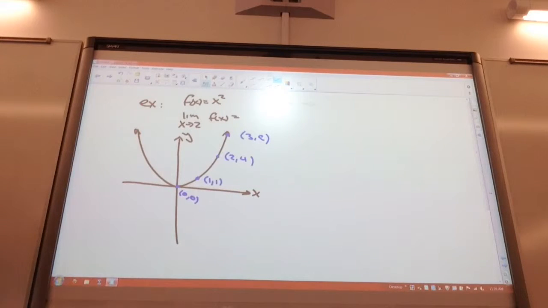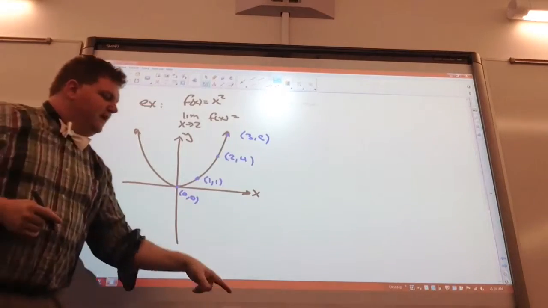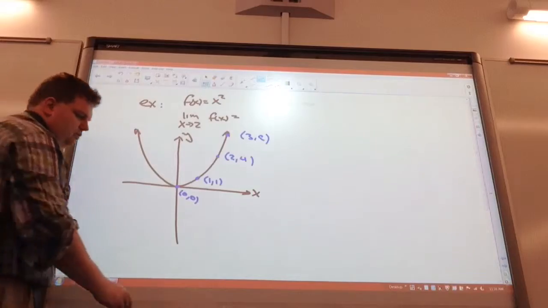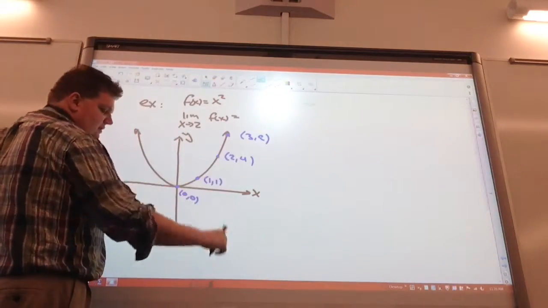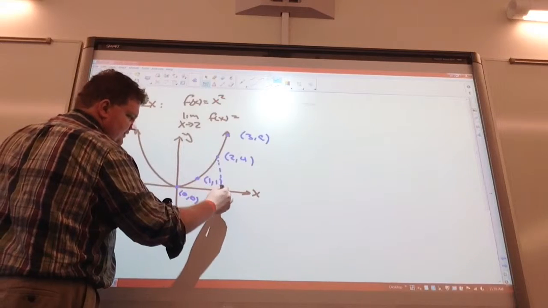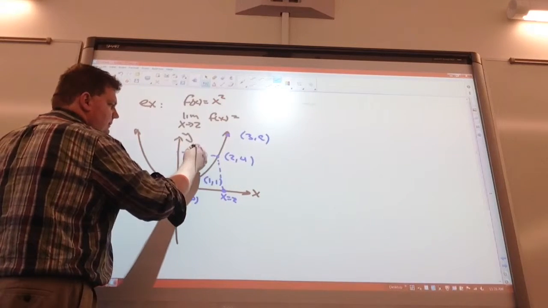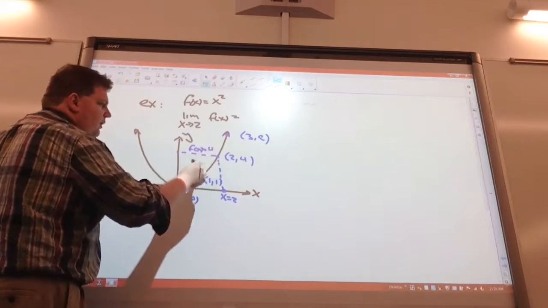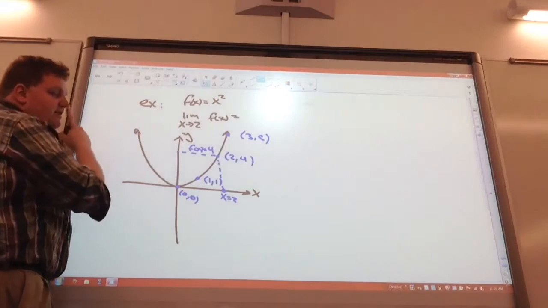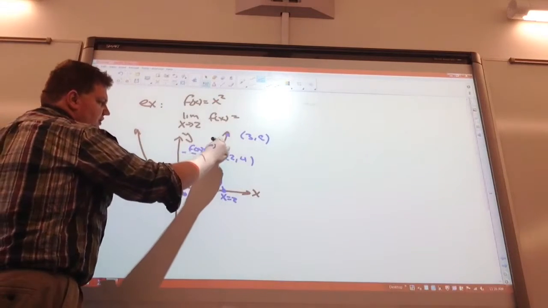We want the limit as x approaches 2. So what's that going to mean here on my graph? Where am I getting close to? 4. Basically, where x is 2, going to be right here. Here's where x is equal to 2. F of x is going to be 4 in that case. And my limit is just going to say, as I get close to 2, what do I get close to? Pretty obvious. It's just 4, right?